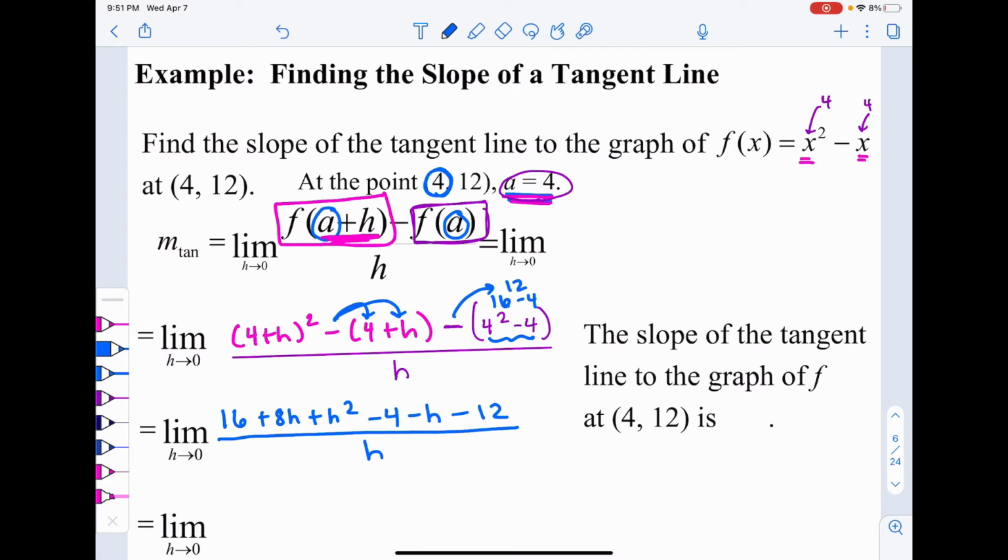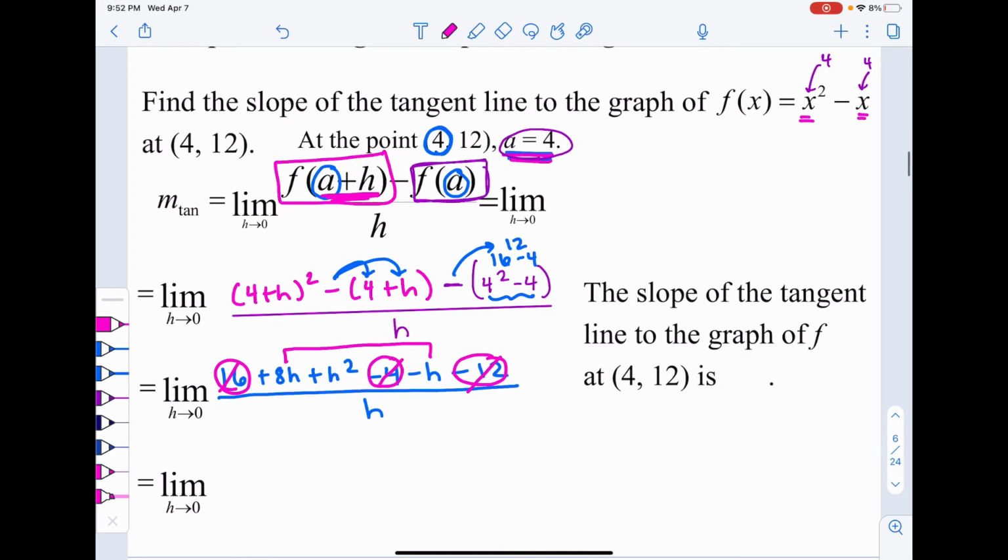Let's see what happens when we clean this up some more. We have a 16, a minus 4, and a minus 12. Well, guess what? That's 0. I have an h squared that's left over, and like terms, I have an 8h and a minus h. So that means we're left with an h squared and a, not a minus, but it will be a plus 8h, take away 1h is going to leave us with 7h, and then we have an h on the bottom.